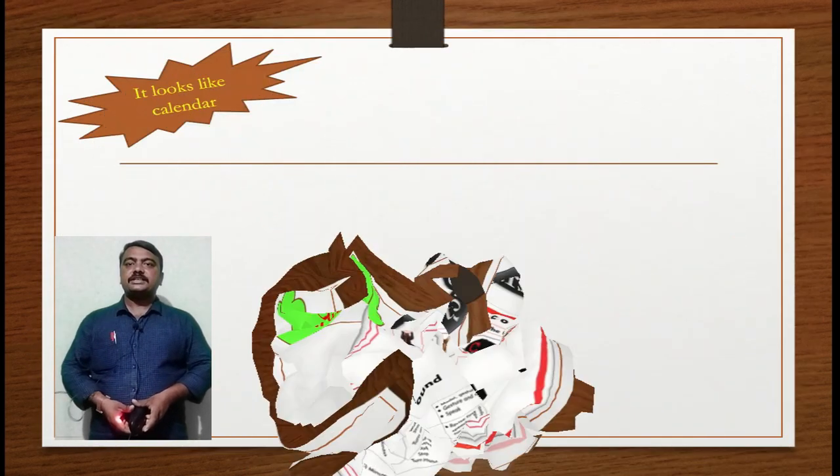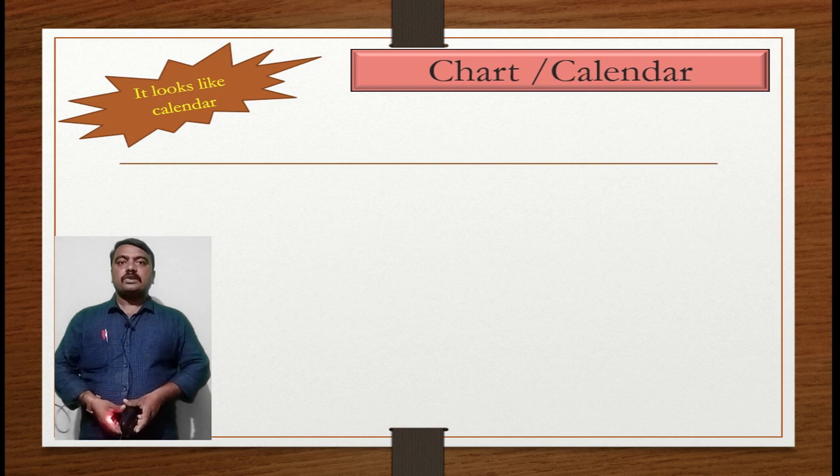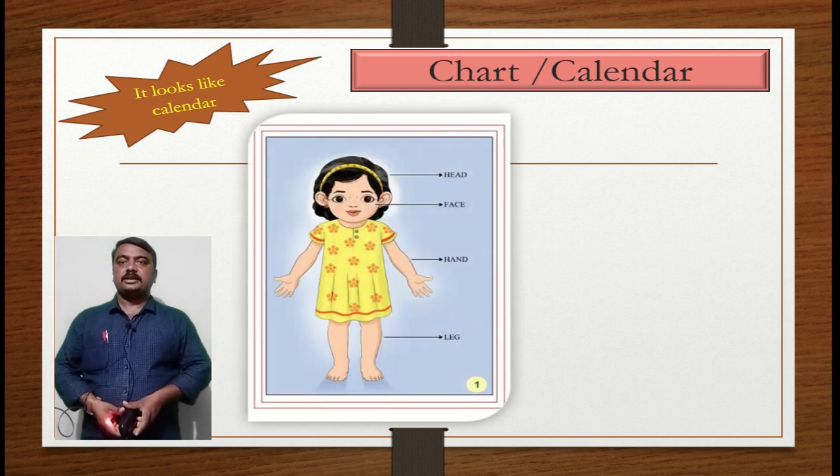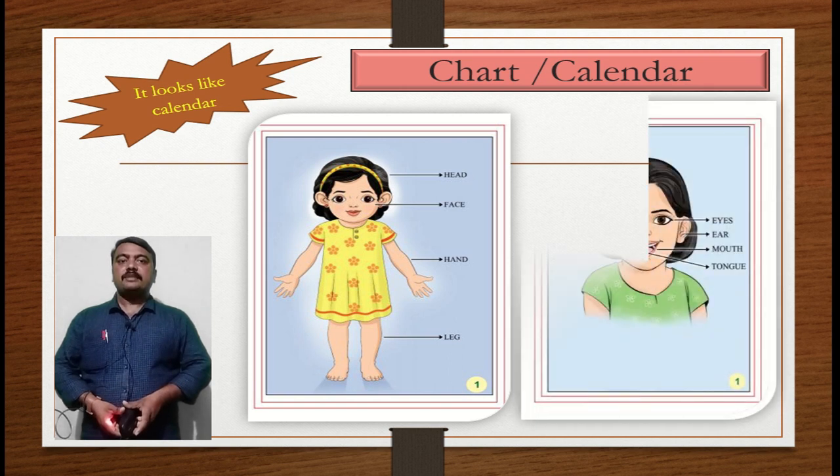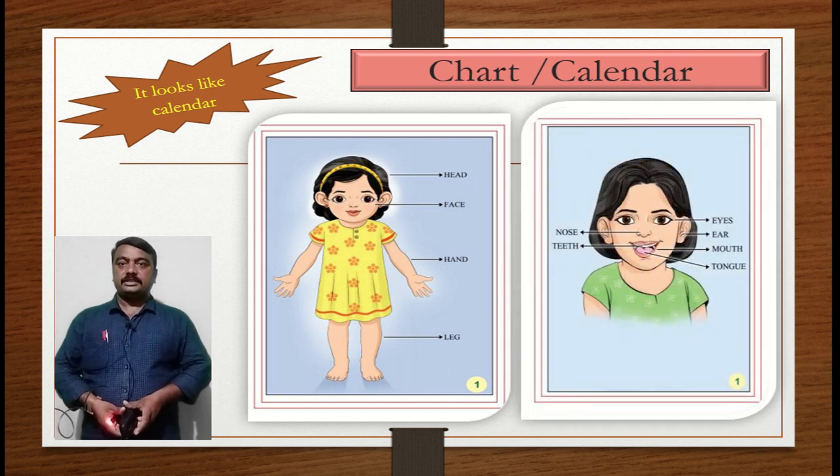The next TLM is the chart, or we can also call it a calendar. Dear friends, as you know, there are 7 themes in the ENK level 1 curriculum. For each and every theme, there is a separate colorful picture chart. By combining all of them, they have made it like a calendar. This is very attractive and very useful to conceptualize the given content for the children. Hope you have become familiar with this, friends.